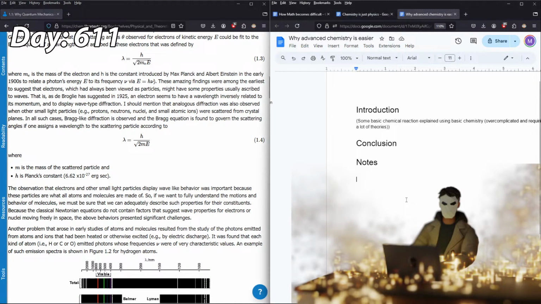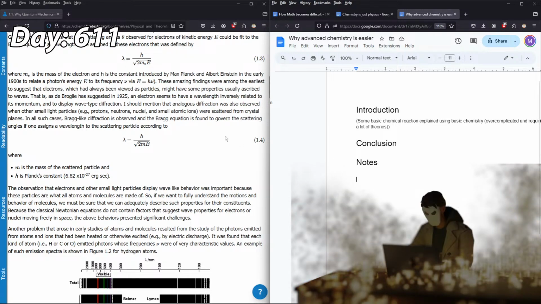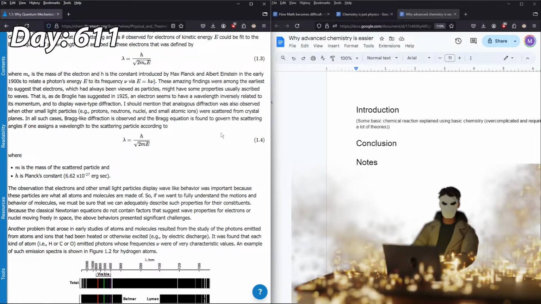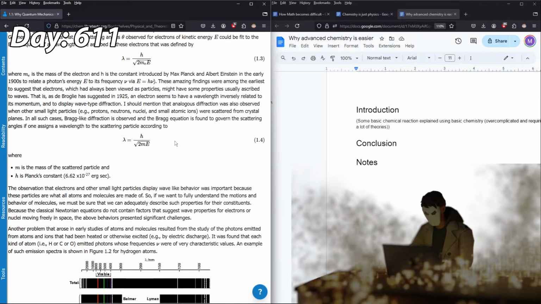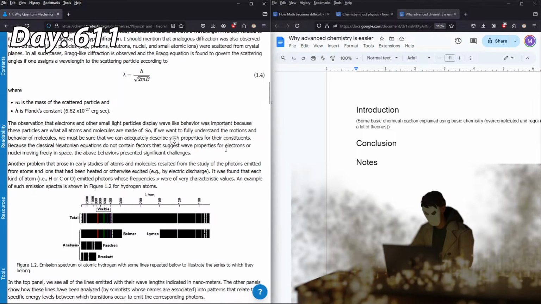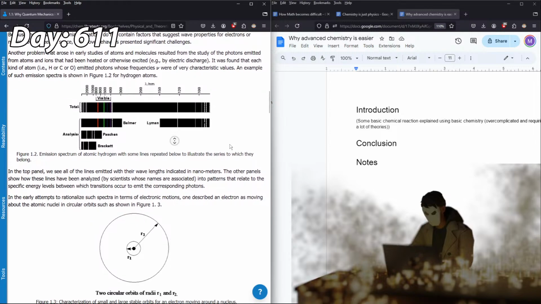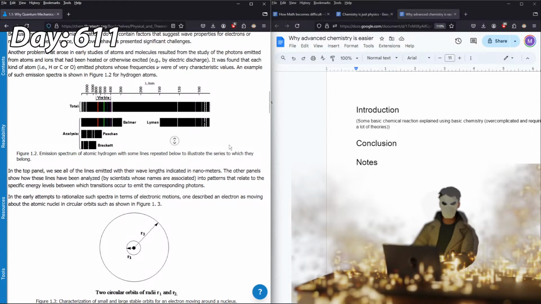These findings suggest that electrons, just like particles, might have some properties described by waves. That is the proof suggested. The electrons seem to have a wavelength inversely related to their momentum. And to display wave-type diffraction, I should mention that analogous diffraction was observed when light particles like neutrons, nuclei and small atomic ions were scattered from crystal planes. In such planes, observed Bragg equation from some of the scattering angles, one assigns a wavelength to the scattering particle according to this. Okay. Makes sense. 9 nanometers. Okay, alright. Yeah.